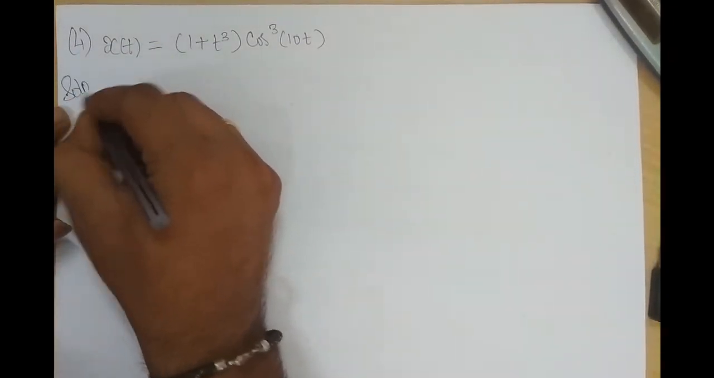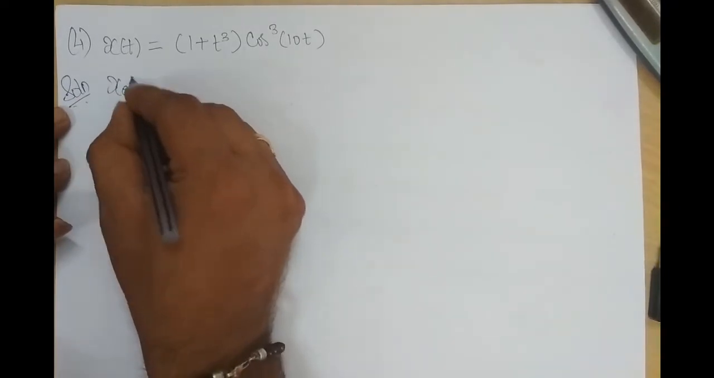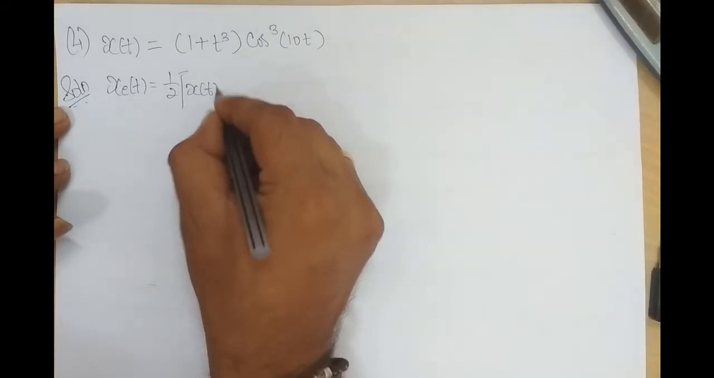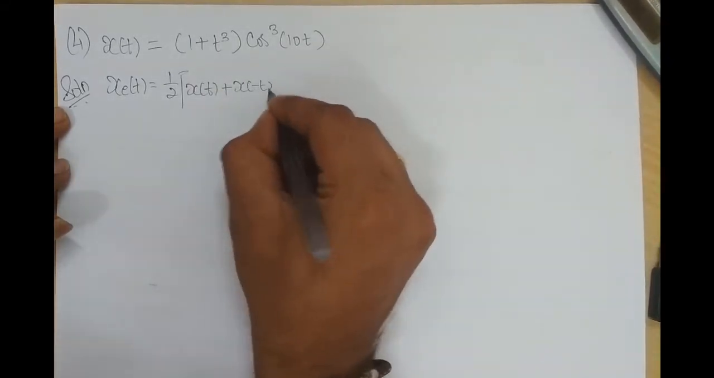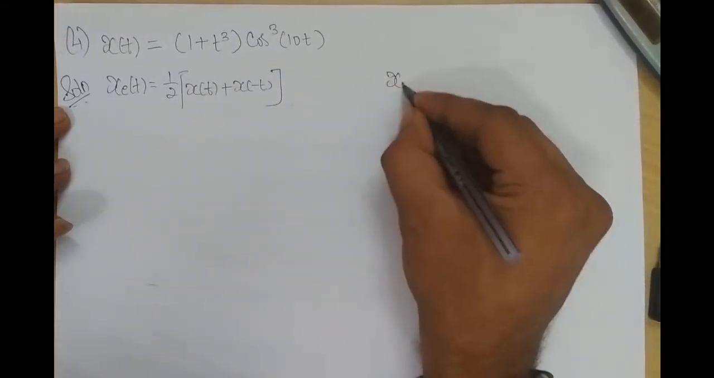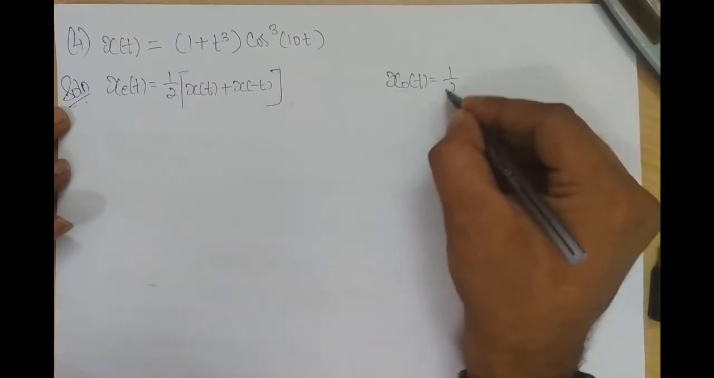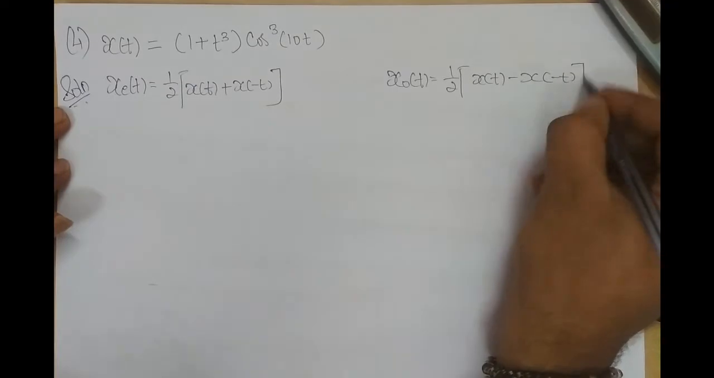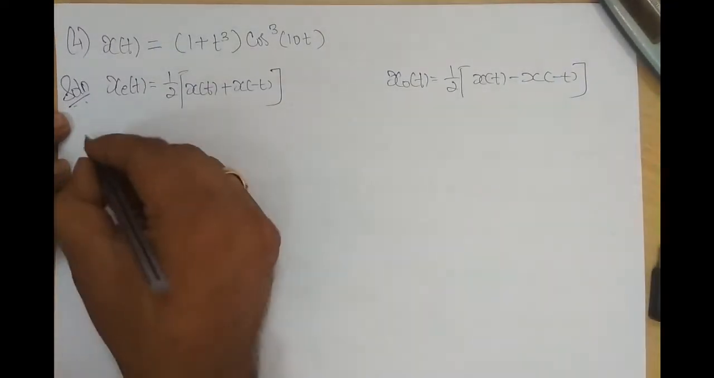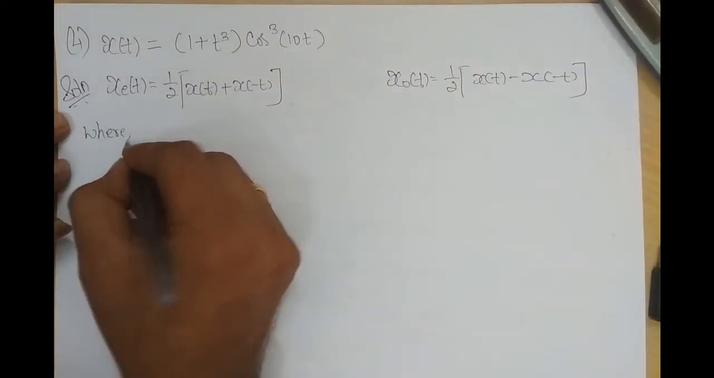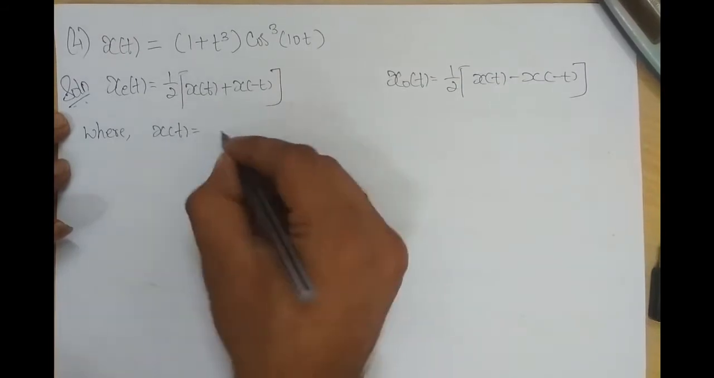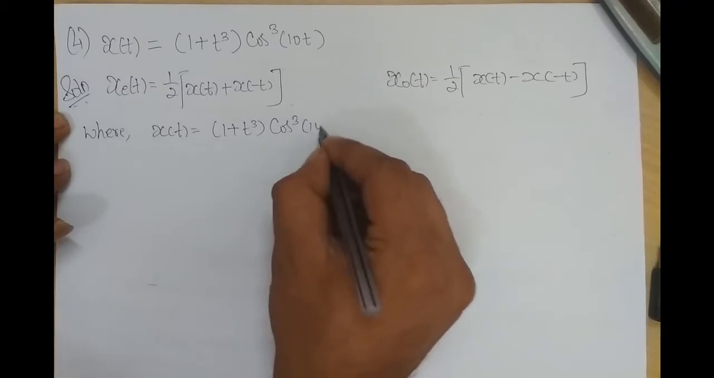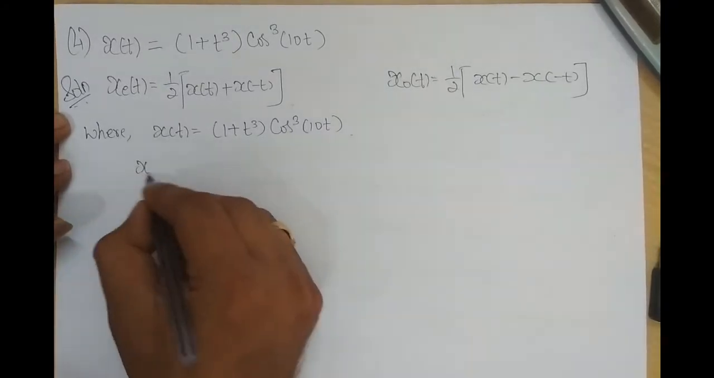Solution: what is the formula to find the even component? x_e(t) is 1/2 times [x(t) + x(-t)]. What is the formula to find the odd component? x_o(t) is 1/2 times [x(t) - x(-t)]. So what is x(t)? x(t) is (1 + t^3) cos^3(10t). And what is x(-t)?